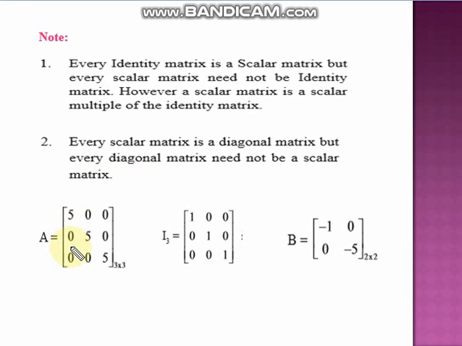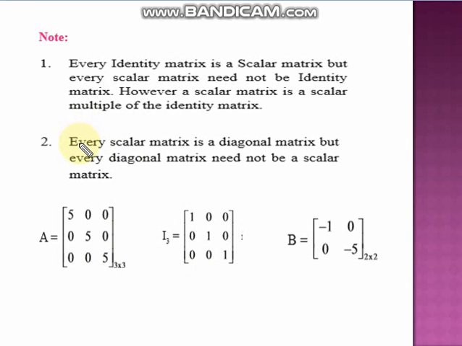Now see the example, A is equal to, here you can see that all the diagonal elements are equal to 5. That means all the diagonal elements are same. So this is a scalar matrix. But this is not an identity because for an identity matrix diagonal elements must be equal to 1. So this is an identity matrix which is also a scalar matrix. This is a scalar matrix but not an identity matrix.